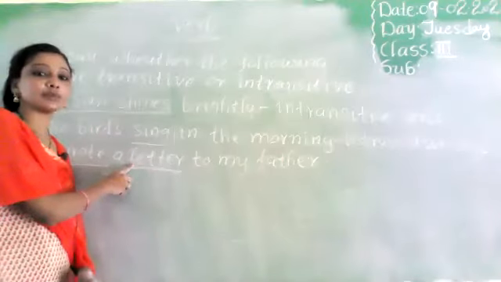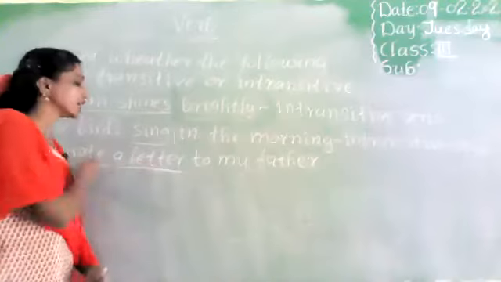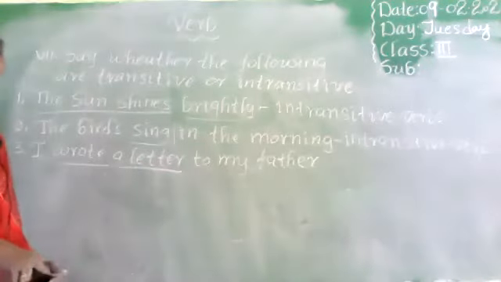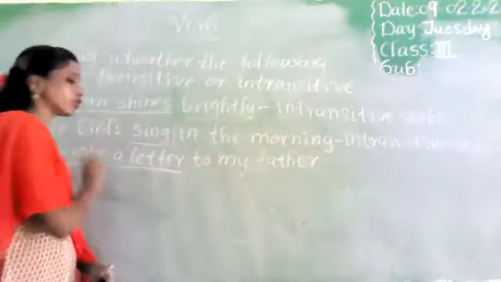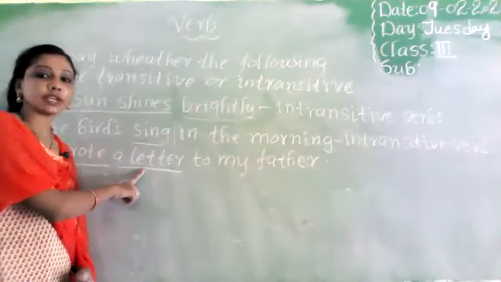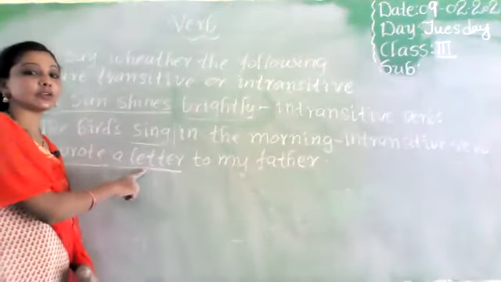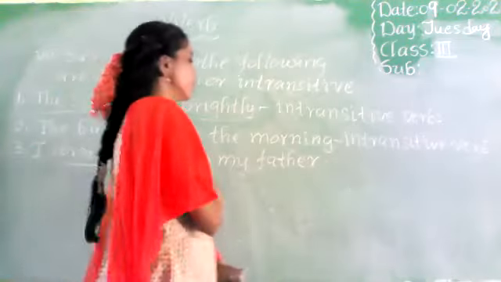Okay, so what is the object? A letter. I wrote a letter. So after adding the object, we can clearly understand that yes, I have written a letter. So such verbs are called transitive verbs. Here this verb needed an object to complete its meaning, right? So the verb which needs an object to complete its meaning is called a transitive verb.